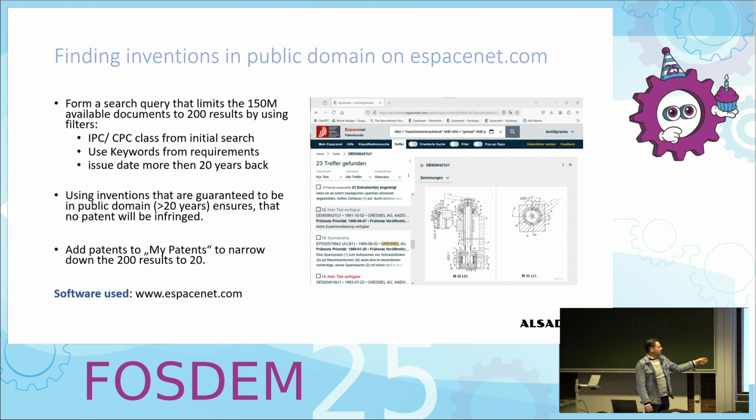This way you don't have to keep in mind all the patent infringement and stuff like that. Using those 200, you can then narrow them down even more by clicking the store button in every patent, and hopefully narrow the 150 million down to just 20 patents, because you have to read all of them, and you cannot read 150 million documents. So the goal is to get to 20. I cannot describe this process in full detail, but it's about forming the query that you need.